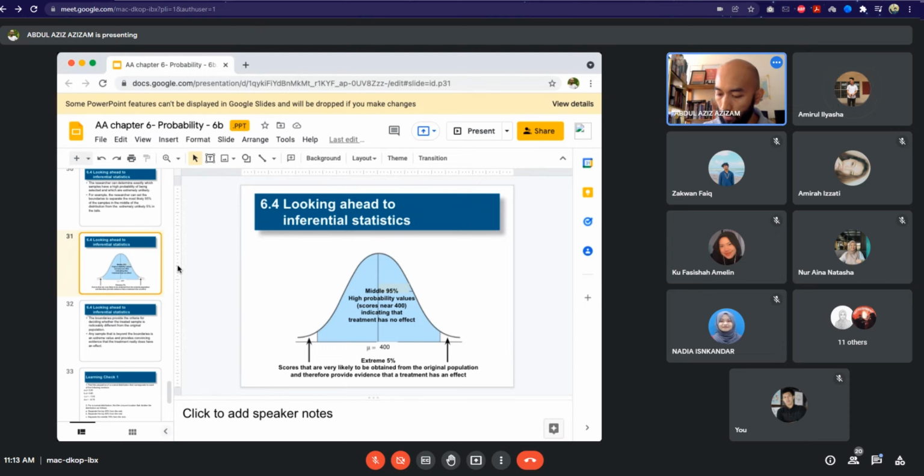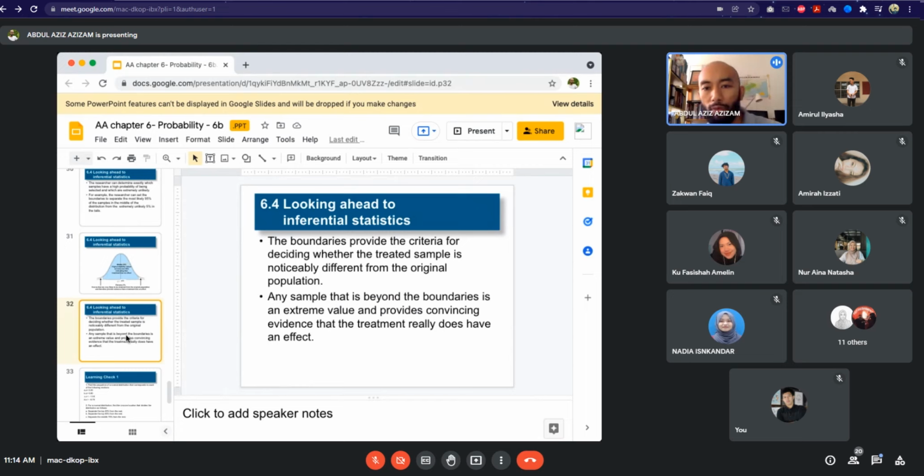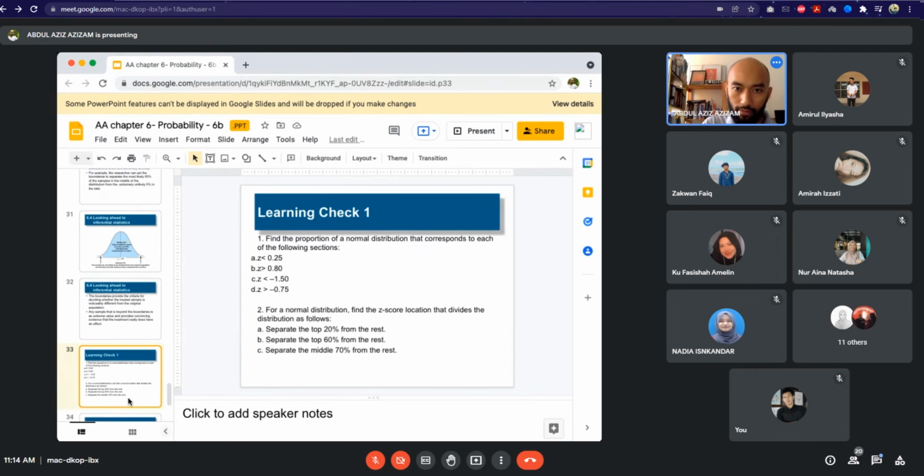Faham je. Okay. So noticeable difference itu dia selalunya ditengok duduk dalam keadaan tail, sama ada kiri ataupun kanan lah. Right. The boundary provide the criteria of deciding whether the treated sample is noticeably different from the original population. Any sample that is beyond the boundary is the extreme value and provides convincing evidence that the treatment really does have an effect. Okay.